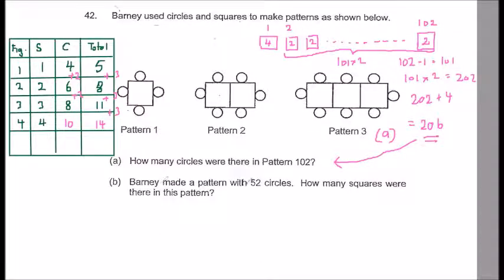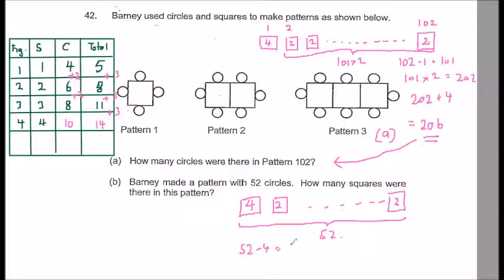For B, Bunny made a pattern with 52 circles. So how many squares were there in this pattern? Okay, so guys, we can do the same thing because for the circles, the pattern goes like this. We have 4, then after that we have a 2, then we don't know how many 2s, and the total is 52. So what we need to do is find how many 2s are there. So 52 minus 4 first, I have 48. 48 divided by 2, I have 24. So that means there are altogether 24 2s here, and then plus the 4.